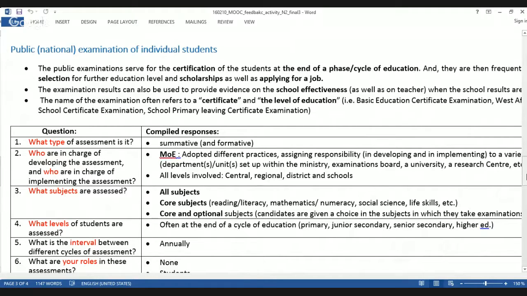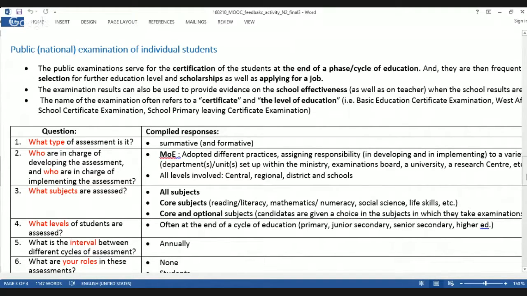What was very interesting among the participants who were describing this examination is that in the name of the examination, you can see that it used to refer to a certificate and to a level of education. For example, basic education certificate examination. So it is clear that there is a certificate and it's about the basic education.